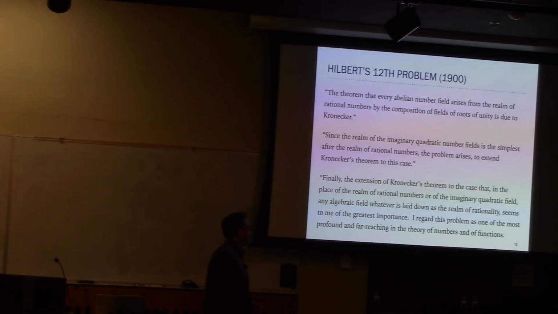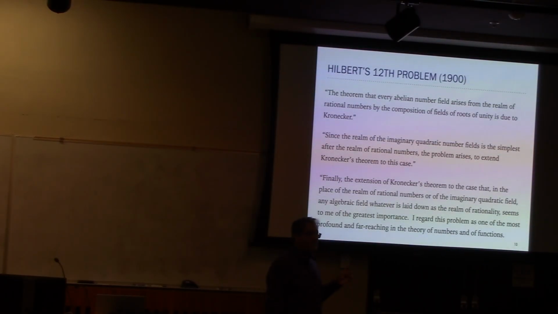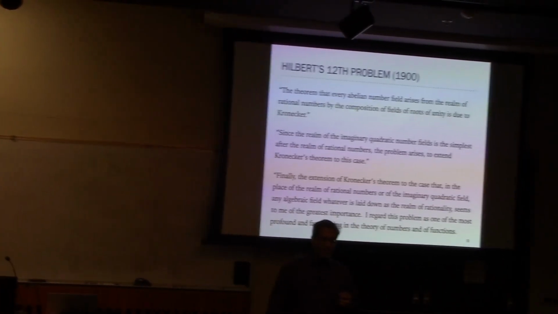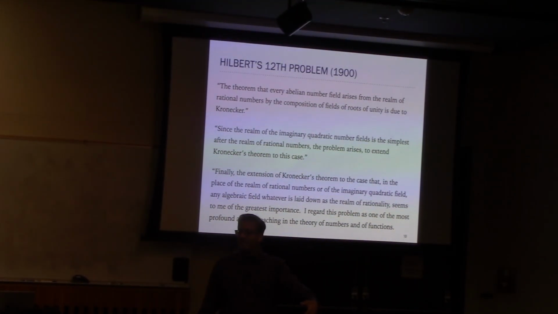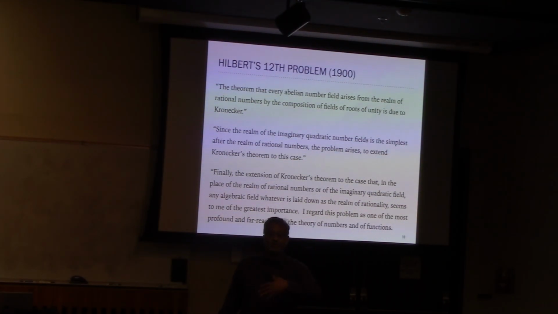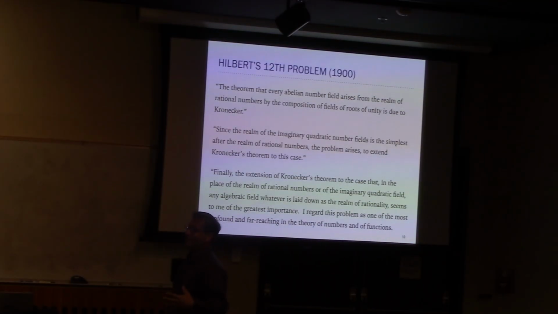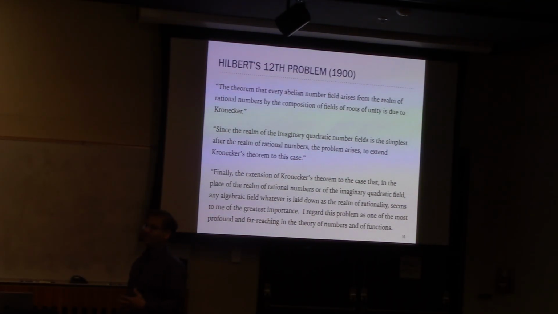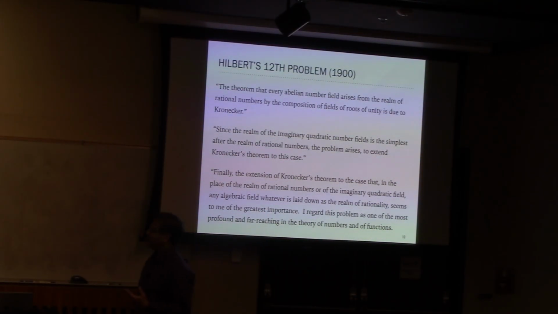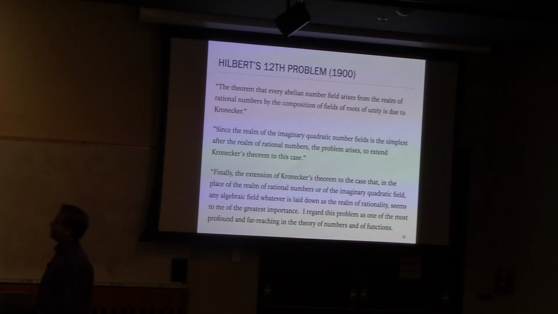I regard this problem as one of the most profound and far-reaching in the theory of numbers and of functions. So already in 1900, it was recognized by Hilbert that you're walking up to the edge of some line, even when you solve the quadratic imaginary case. There's something we really fundamentally don't know how to do once you get beyond that point, that we don't know how to break into any other base number fields as our F's that we're trying to generate the abelian extension of. And he says that's going to be much harder. And this may remain a central motivating question in number theory for over a century.